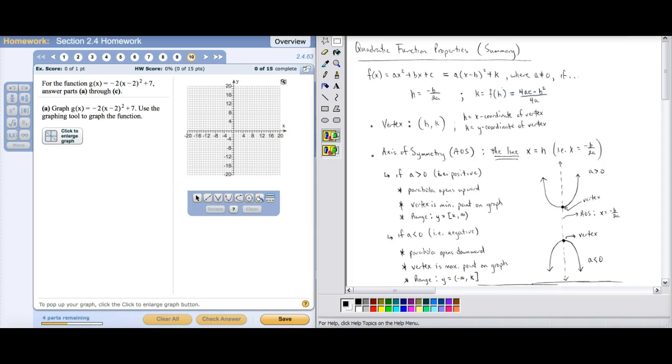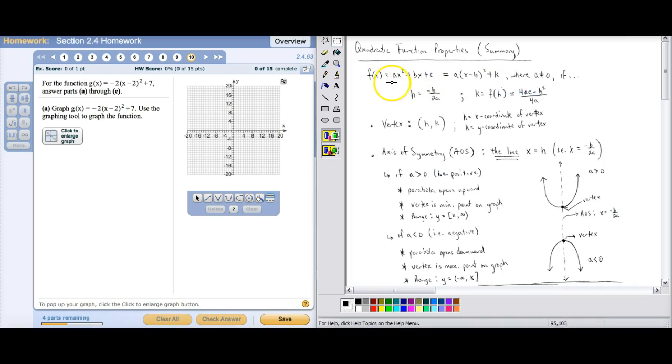So we start off here by looking at this particular function g of x. We see that g of x is -2 times (x minus 2) squared plus 7. If we look over here, we'll see that this is a summary of our quadratic function properties. Notice that this is the canonical form for the quadratic function, and this is the form where we have the perfect square in there. In either case, a is not allowed to be 0.